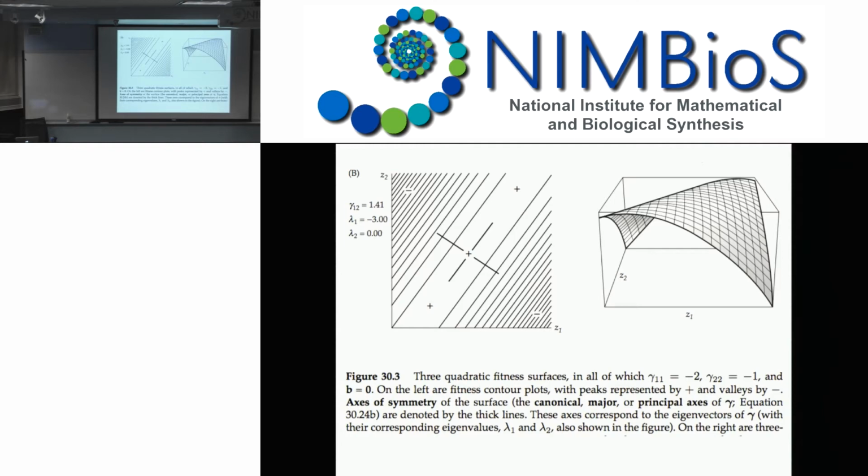So matrices are objects that describe geometry, and eigenvalues and eigenvectors are a way to extract that geometry from the matrix.